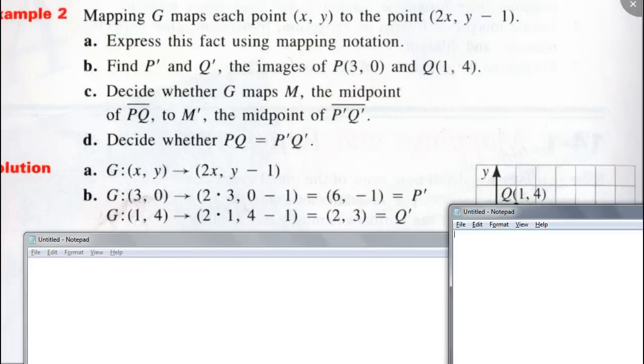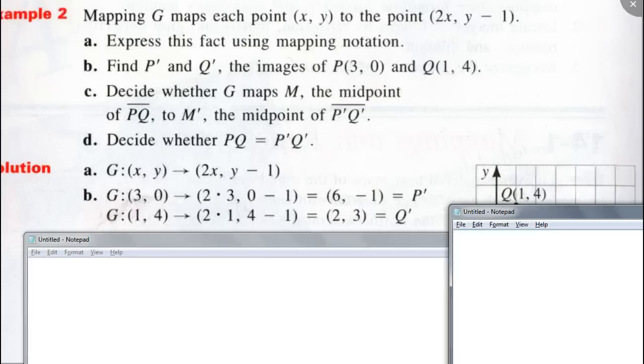Midpoint formula. The average of the x's, comma, average of the y's. Do we know how to find the M prime? Yes. What is that? The midpoint of P prime and Q prime. Use the same midpoint formula, right? But is that what they're asking you to do? Oh. They want you to decide whether G maps M to M prime. What does that mean? Okay, Kevin? It means that if you plug in one ordered pair, the other ordered pair that comes out will be the midpoint of P prime Q prime. Yeah, in other words, exactly right.